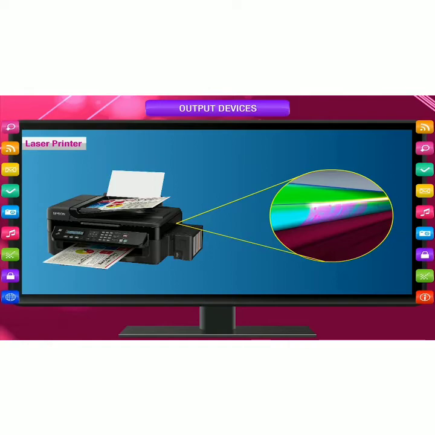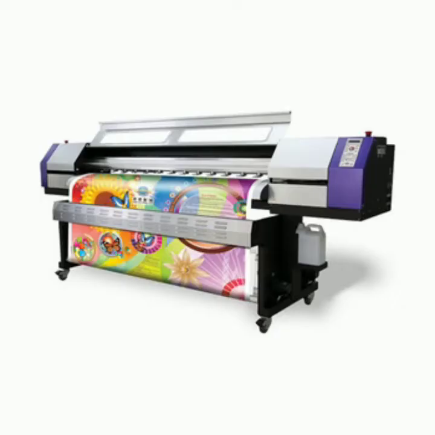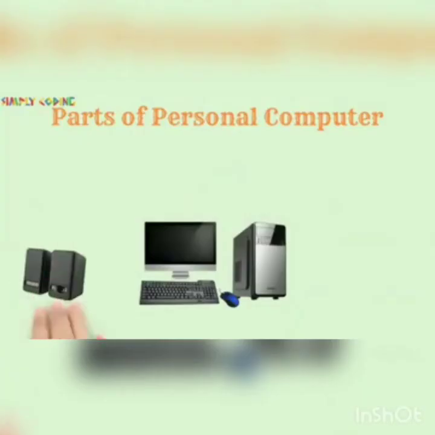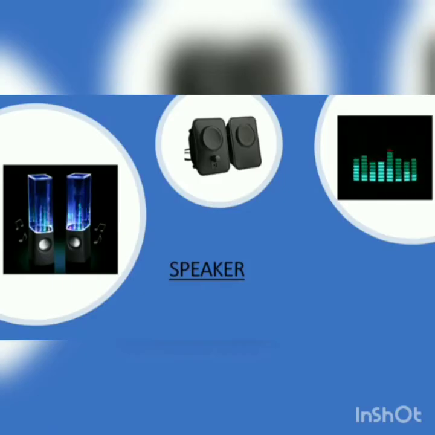Next one, plotter. A plotter also gives the output on a paper, but these are used for very large printouts and high quality printouts. For example, big posters, construction maps, and much more. Other than these important parts, a computer might also have speaker attached to it, which are used to listen sounds, music, or other audios. Without speaker, we cannot hear any sound from the computer.